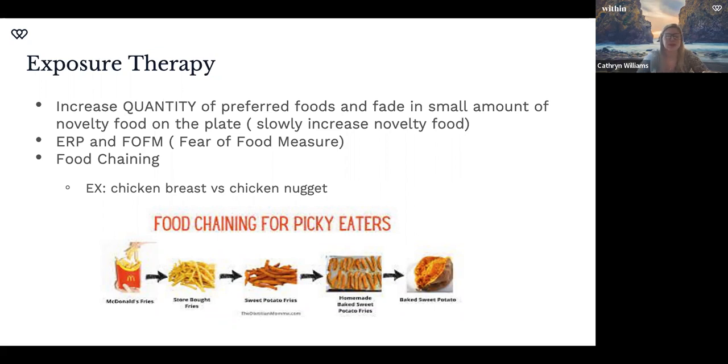We can also do ERP and use the fear of food measures in more of a one-on-one kind of setting. And then lastly, food chaining. I always really like this visual of how we might take someone from eating, let's say, McDonald's French fries, and we're trying to really build up, as you can see. So we might start with McDonald's French fries, and then we're making homemade fries at home. Then we're going to make some sweet potato fries and just kind of build up from there. For other people too, it may just be being able to get chicken nuggets from a different restaurant or different place. Maybe we start with Tyson chicken nuggets, and this week we're going to try Purdue chicken nuggets instead. Really just supporting the client in how we can expand beyond where they're at currently.